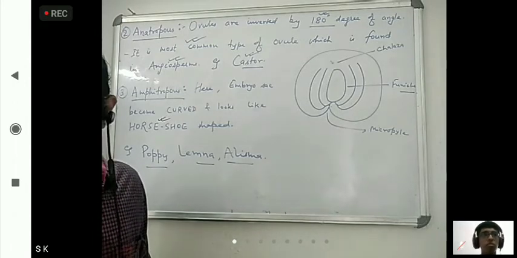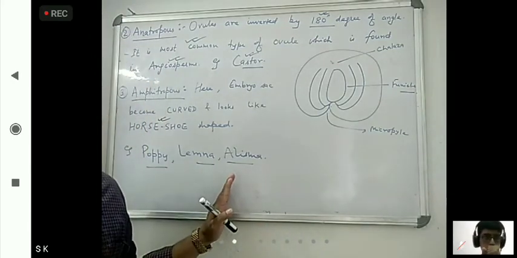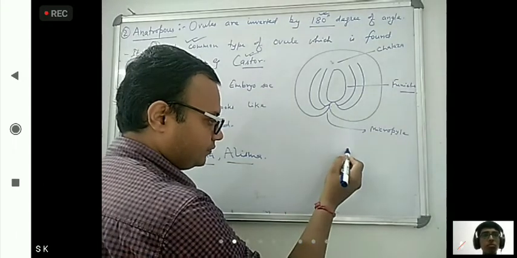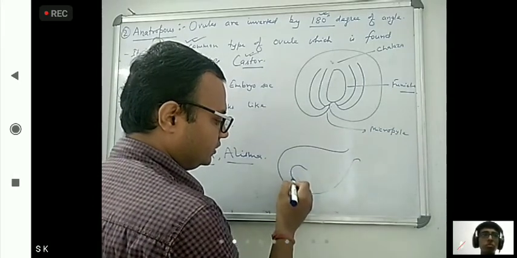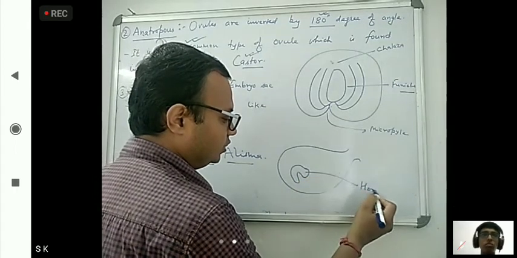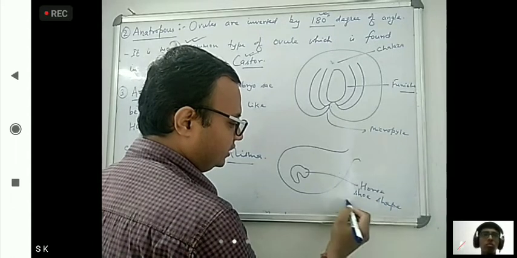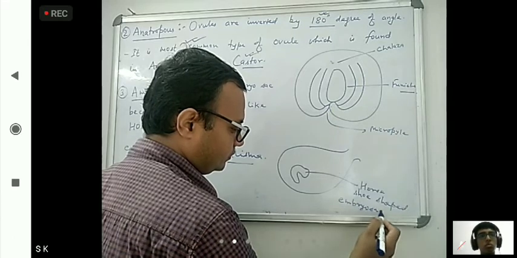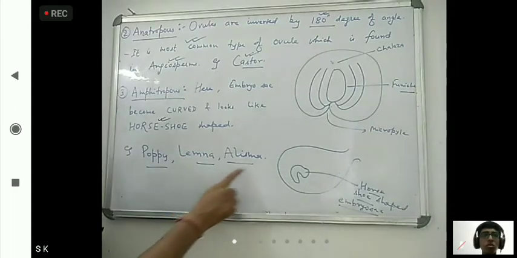Okay. Now, next one is campylotropous. But going on that, we have to know that amphitropous means what happens? Here, horseshoe shaped structure are formed. It is horseshoe shaped embryo sac. Okay, horseshoe shape. This you have to remember in poppy, Lemna, Alisma.